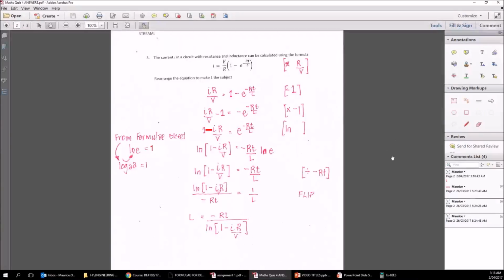Okay, so let's look at this question here. We want to make L the subject. The current I in a circuit with resistance and inductance can be calculated using this formula: I equals V over R, brackets 1 minus e to the negative Rt over L. So just be very careful, make sure that is a negative. I'm not going to go into step-by-step detail because I'd run out of paper here.